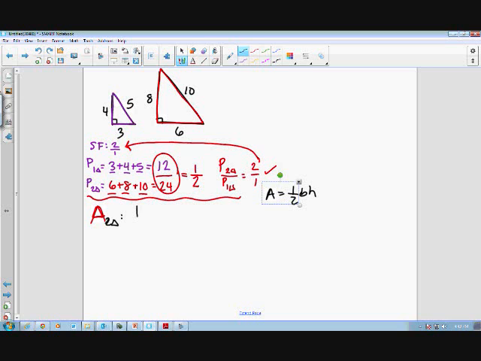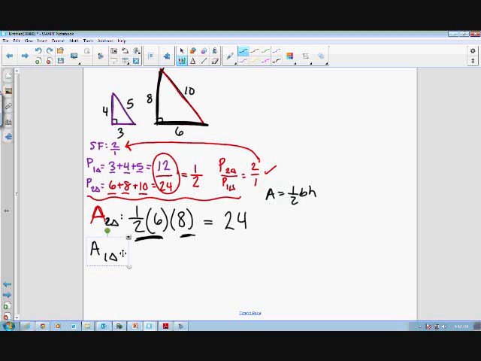Okay, so we're going to go 1/2. What's the base? We're starting with the second triangle. The base is right here. It is 6 times the height is 8. So 1/2 times 6 is the same thing as 6 divided by 2. 6 divided by 2 is 3 times 8 is 24. Okay, now the area of the first triangle.